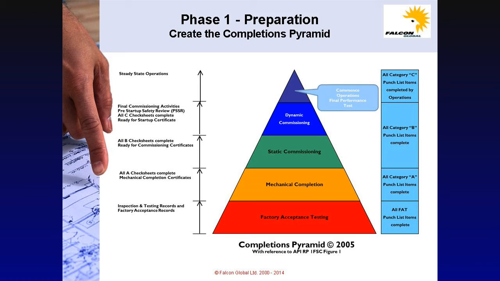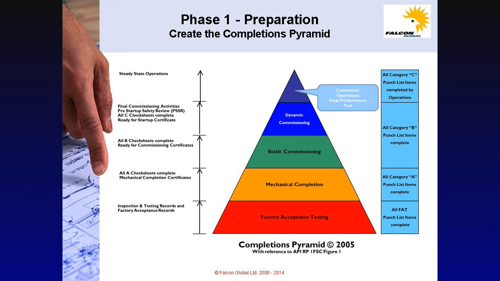On the right-hand side of the pyramid, we have all of the exceptions by way of punch list items. At the factory acceptance stage, we have FAT punch list items. In mechanical completion, we have the category A punch list items.